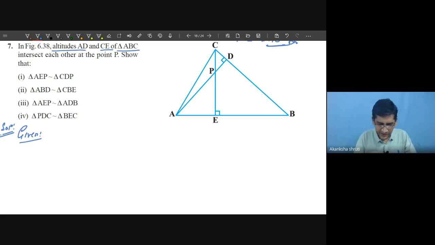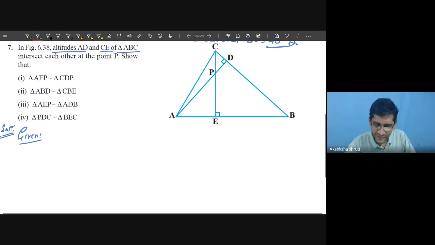Triangle ABC is there, in which AD and CE are altitudes. The term altitude means the perpendicular on one side from the opposite vertex. That is called the altitude. So altitude AD, observe, is also marked in the figure itself, meaning the angle at D is 90 degrees. It gives this much information. So this angle is 90 degrees. The other angle from this is also 90 degrees.